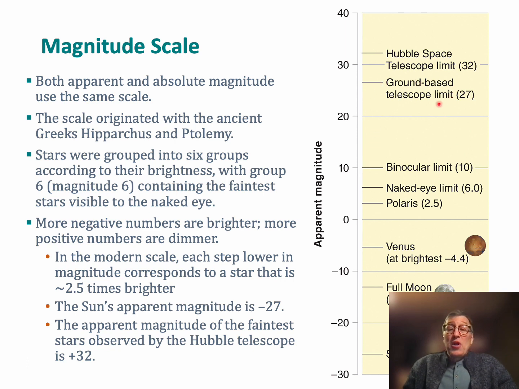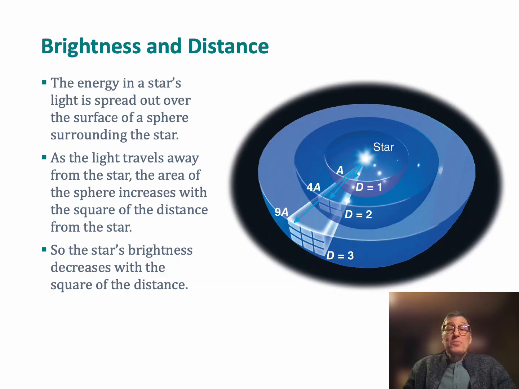For large astronomical telescopes, you can get out to a magnitude of 27. And as we said, with Hubble, we can get to 32. I didn't update the slide for the James Webb, so I'm not sure what that number is. So now let's look at the relationship between the brightness, or the apparent magnitude, and the distance.